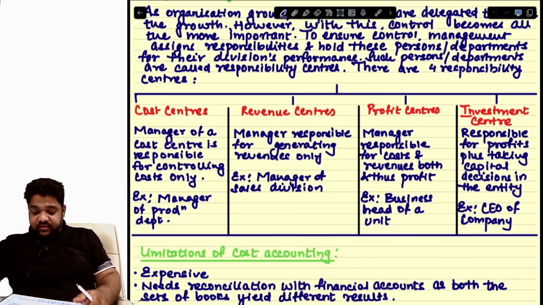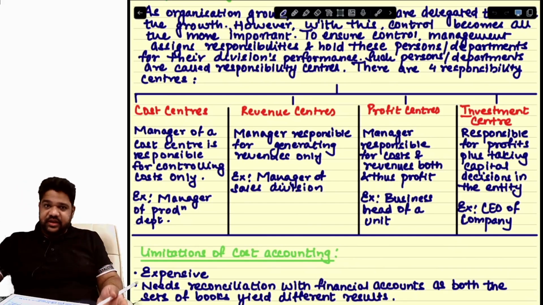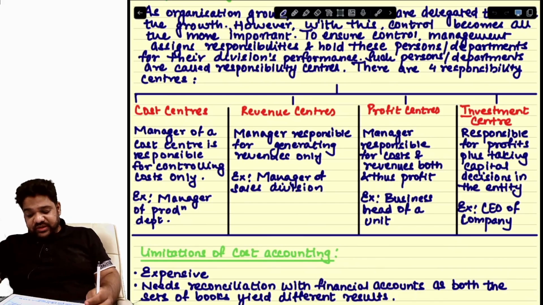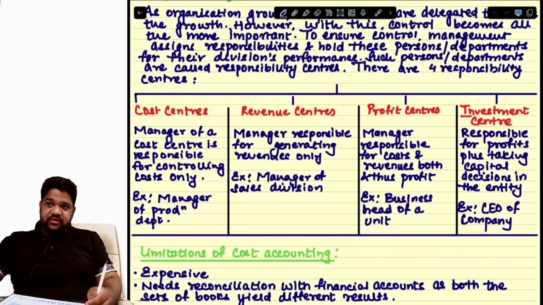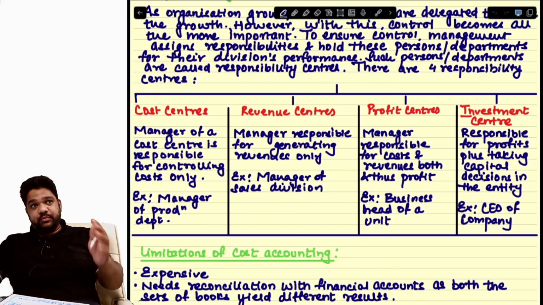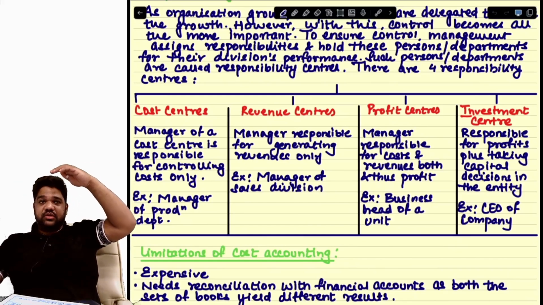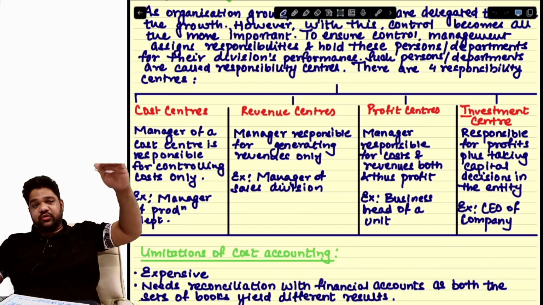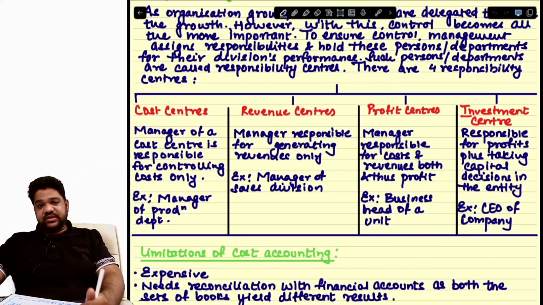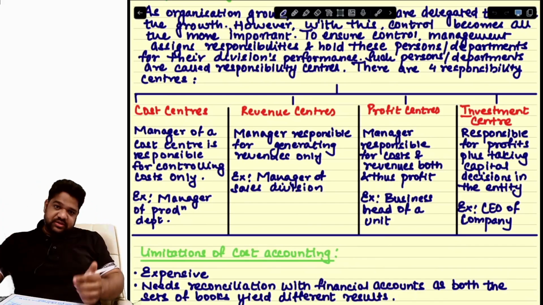Okay. So you have four types of centers: cost center, revenue center, profit center, and investment center. So cost center's job is to control costs. Revenue center's job is to maximize revenue. The manager of a profit center will make sure of both of them, the cost and the revenue, he manages both of them. And then comes in the investment center. The manager of an investment center will make sure of the capital investment that the organization is going to make. There's a cost, revenue, profit, and investment center.